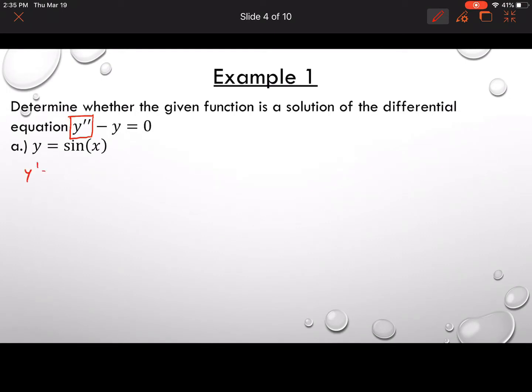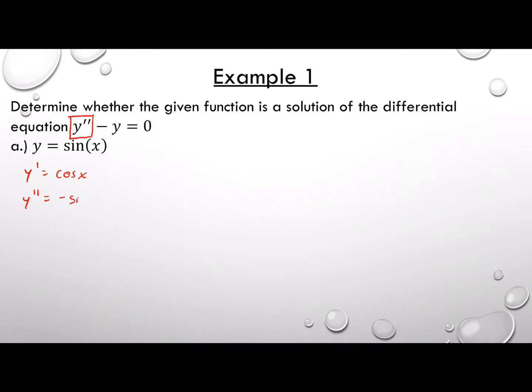Well, to find y double prime, we need to know what y prime is equal to first. So y prime is just the derivative. So the derivative of sine of x is just cosine of x. And then y double prime is just the derivative of that derivative. So the derivative of cosine of x. So negative sine of x.